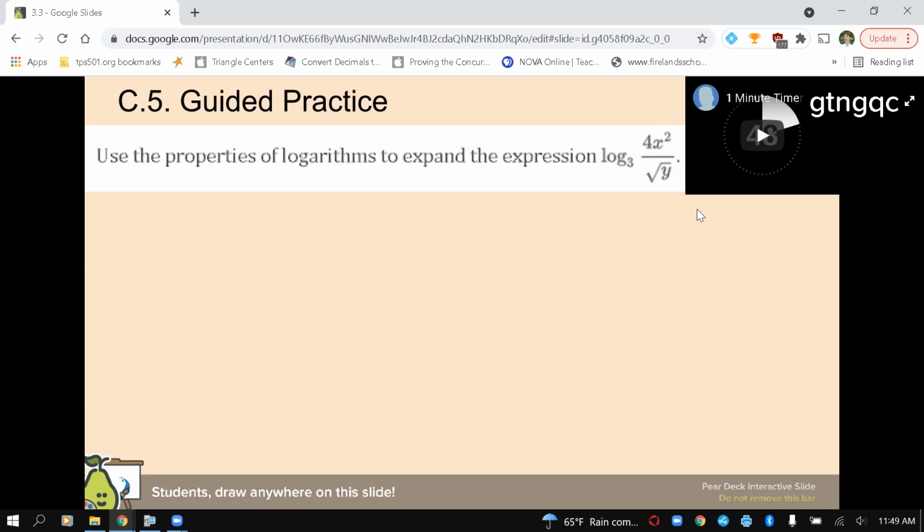Before you do the power, you do the product. Split the 4 and the x squared. This is 4 times x squared, so turn that to log of 4 plus log of x squared.